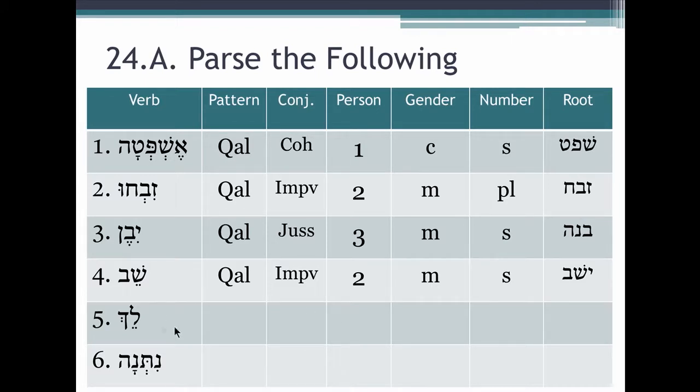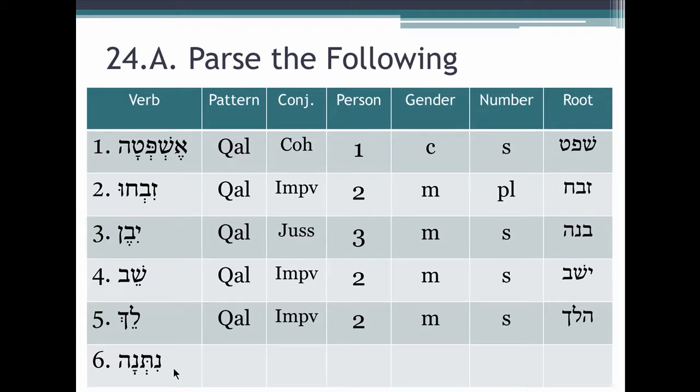Number 5, lekh. Same thing. This is from halak. Remember, halak behaves just like a first yod verb. You just have to remember that for halak. If you remembered that, this one would have been easy, especially after that one. Number 6, nitna. Now here we obviously have natan.